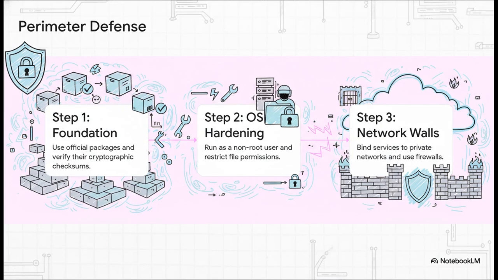So, perimeter defense really boils down to three simple but incredibly powerful steps. Step 1, start with a secure foundation. Always, and I mean always, use the official software packages and check them to make sure they haven't been messed with. Step 2, harden the operating system itself. Run OpenSearch as its own non-root user and lock down those file permissions. And third, build the network walls. Make sure OpenSearch isn't listening on public networks and use firewalls to strictly control who can even talk to it.